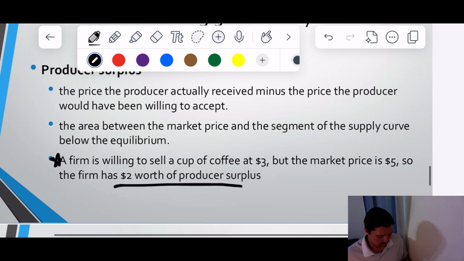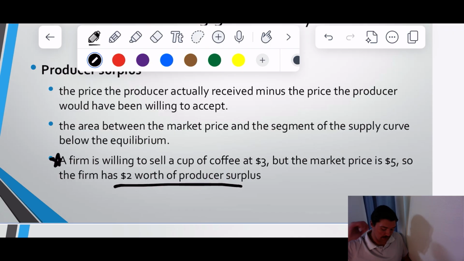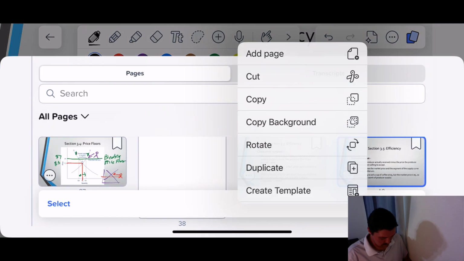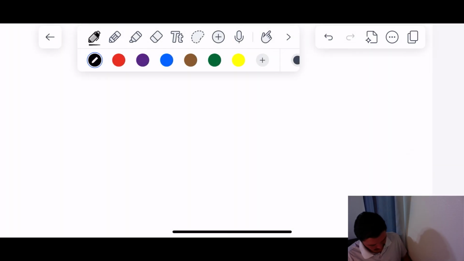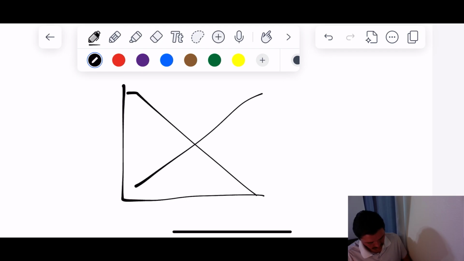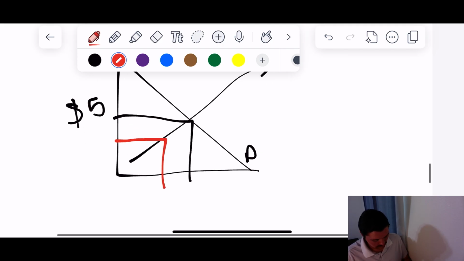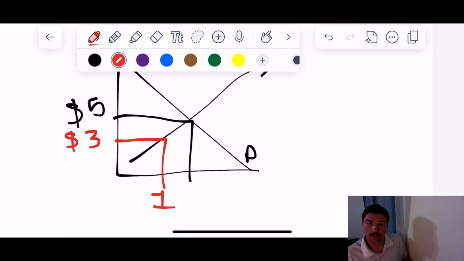Now this area for the producer surplus is the difference between the price and the supply curve. Let me show you what I'm talking about there. So, supply and demand. The market price is at $5, but here, for that one cup of coffee, they're willing to sell it for 3. So basically, they sell it at 5, they were willing to sell it at 3, so this area here, this $2 difference, is their producer surplus.